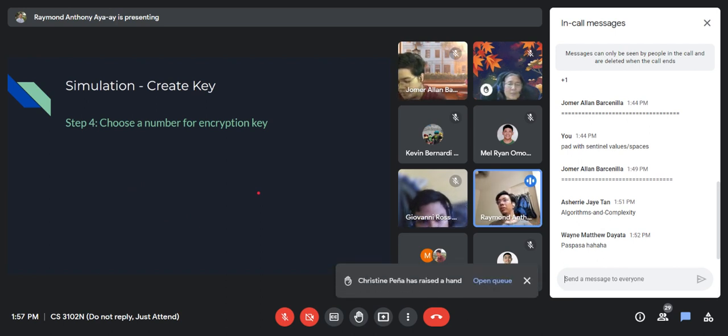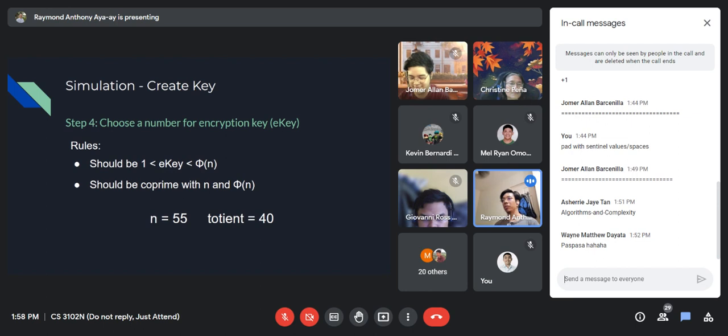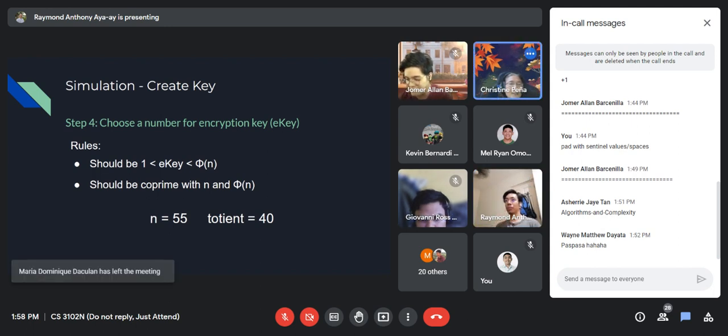So first, you have to list down the numbers that satisfy. Yes, madam. What do you mean by coprime? Coprimes are numbers that share no common factor with our number. So let's say our number is 11. That means our coprimes are 1, 3, 5, 7. Again, coprime with n.